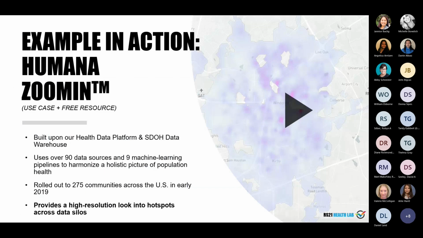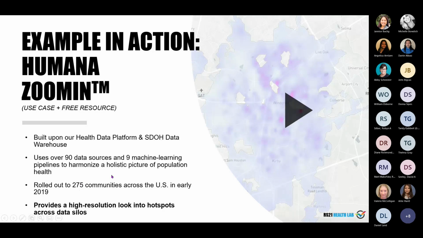I'm going to show you a quick example in action. This is a social determinant of health visualization tool that we built in collaboration with Humana. It's called Zoom In. It's a public, free tool. There are only 275 communities loaded into the tool. You can find that on the Humana website, but I'm just going to show a video.